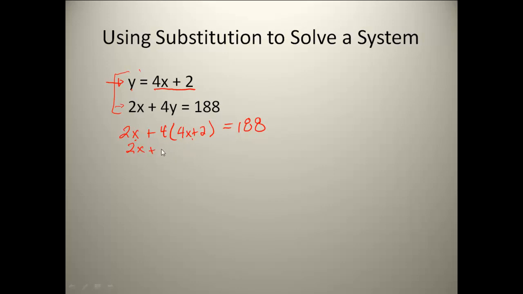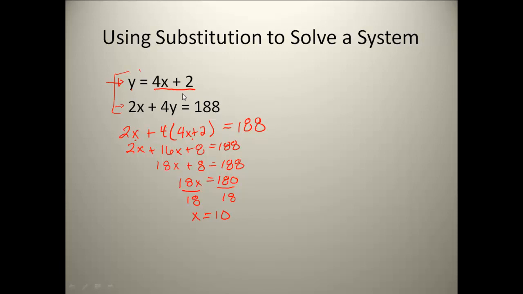I need to distribute that 4 out. And now I just need to do some basic arithmetic to solve this. So I need to combine my like terms. I get 18x. Subtract off my 8. And then divide both sides by 18. And we get x to be 10.